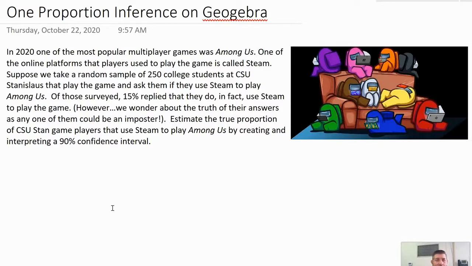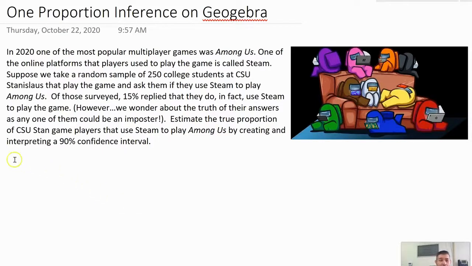Although we might question whether that's really a fact or not, because they might be an imposter. Anyway, estimate the true proportion of CSU Stan game players that use Steam as their platform to play Among Us. To do this estimate, we're going to create and interpret a 90% confidence interval.